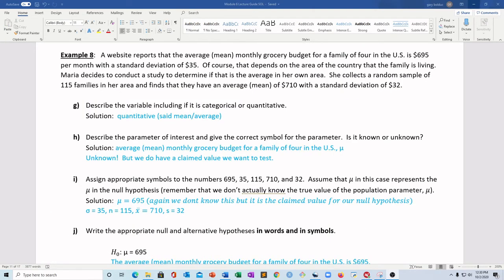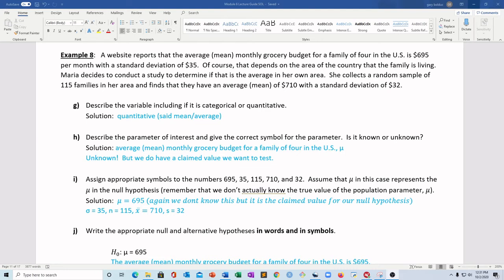For example 8, we have a website reporting that the average, or mean, monthly grocery budget for a family of 4 in the U.S. is $695 per month, with a standard deviation of $35. We are Maria, and we are interested in determining if this average is true for her own area. She collects a random sample of 115 families and finds they have an average of $710 for groceries a month, with a standard deviation of $32. Describe the variable, including if it's categorical or quantitative.